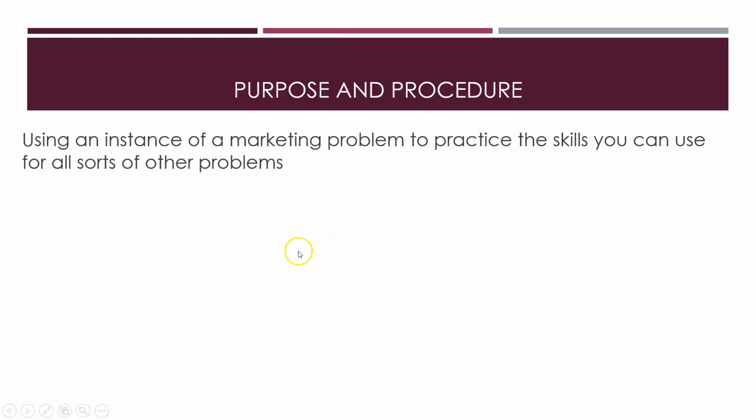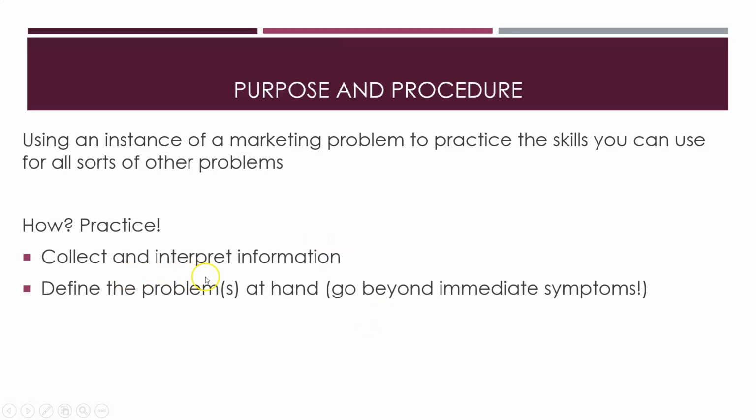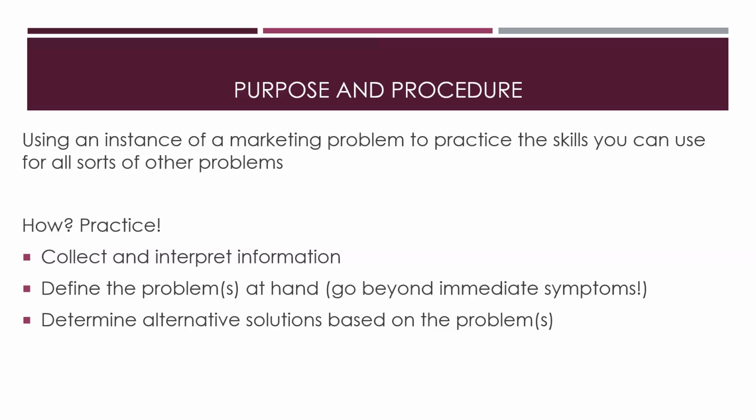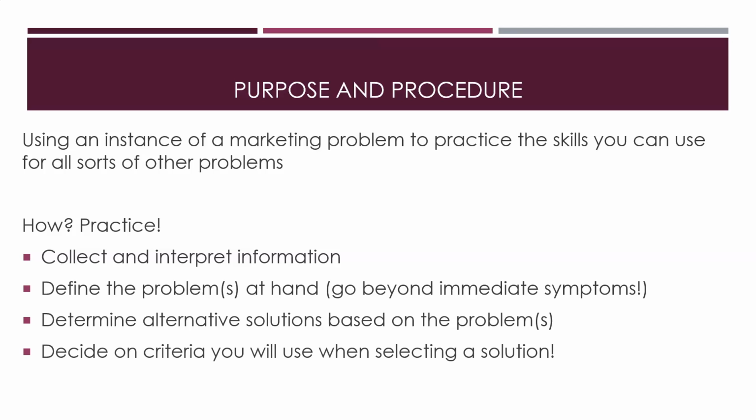And so we do a mini case method where we collect and interpret information, have you define the problems at hand, so go beyond those immediate symptoms, as we'll put it. What I mean by symptoms is that often we just look at the surface of the problem. So flagging sales are a problem, but they're the symptom of a problem. The real problem is what's causing those sales numbers. Then you'll determine the alternative solutions based on the problems and decide on criteria you will use when selecting a solution. So for our class, we tend to use a mini case study. Proper case studies involve a lot of analysis and a lot of data, but we're just using smaller versions.